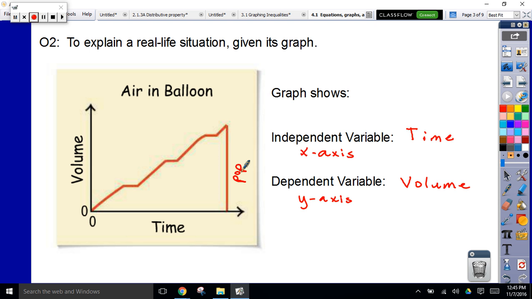So it goes up, then it doesn't actually lose air there. Take a breath. It stays the same, right? It stays the same for a while because the person's taking a breath. Goes up some more when they blow. They take a breath. They blow. They take a breath. They're in the middle of blowing that last breath, and it pops. Okay?